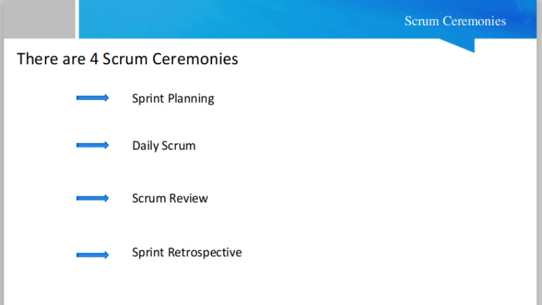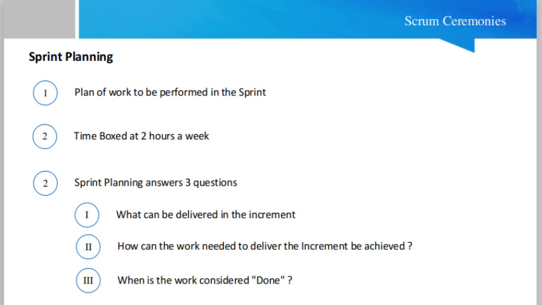So let's start, friends. Basically, in the Scrum Ceremonies, there are 4 ceremonies: Sprint Planning, Daily Scrum, Sprint Review, and the Sprint Retrospective. One by one we shall discuss these Scrum ceremonies in detail. The first one is the Sprint Planning ceremony, or event.